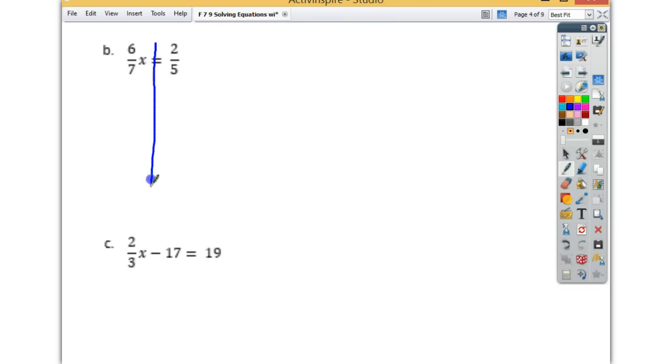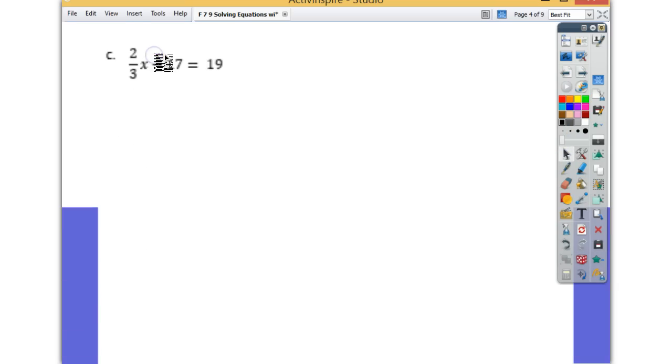Now we get into some where you could clear the fractions if you wanted to and work in whole numbers. This one might be a little bit more work doing it that way. Actually, I'm going to wait on that. I think we have one coming up on that. Let's go to C. Let's stick with the reciprocal again. What's our reciprocal that we're going to multiply by? 3 over 2. Yep. 3 over 2.